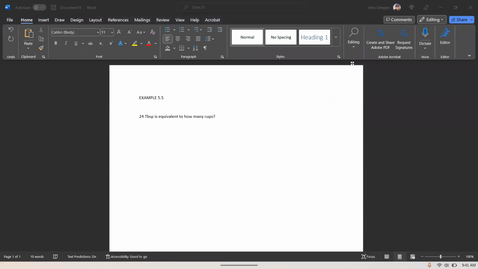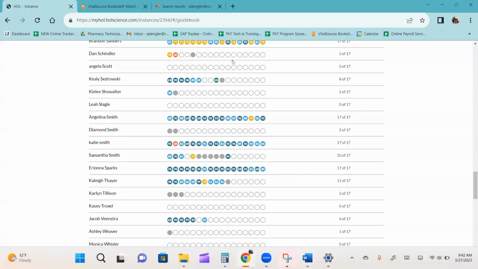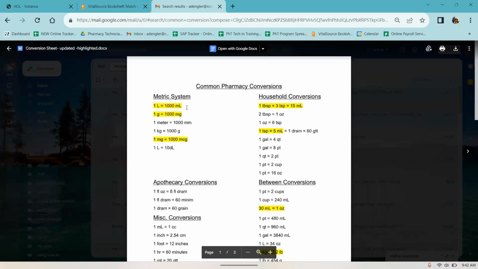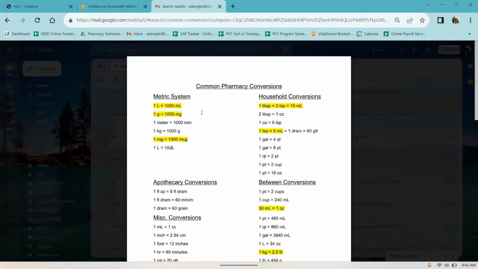Example 5.5, 24 tablespoons is equivalent to how many cups? This is in the book, they're showing using dimensional analysis, but we are going to just use proportions. So we need to find a proportion between tablespoons to cups, but there isn't one. I mean, there is technically, but we don't have one on our sheet and there's not one in that table. So we have to do 2 different ones.